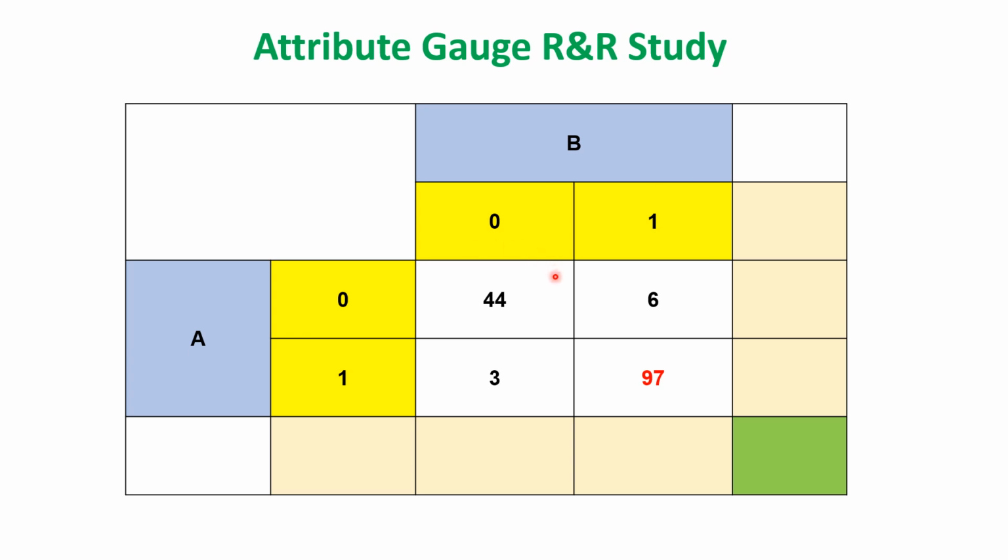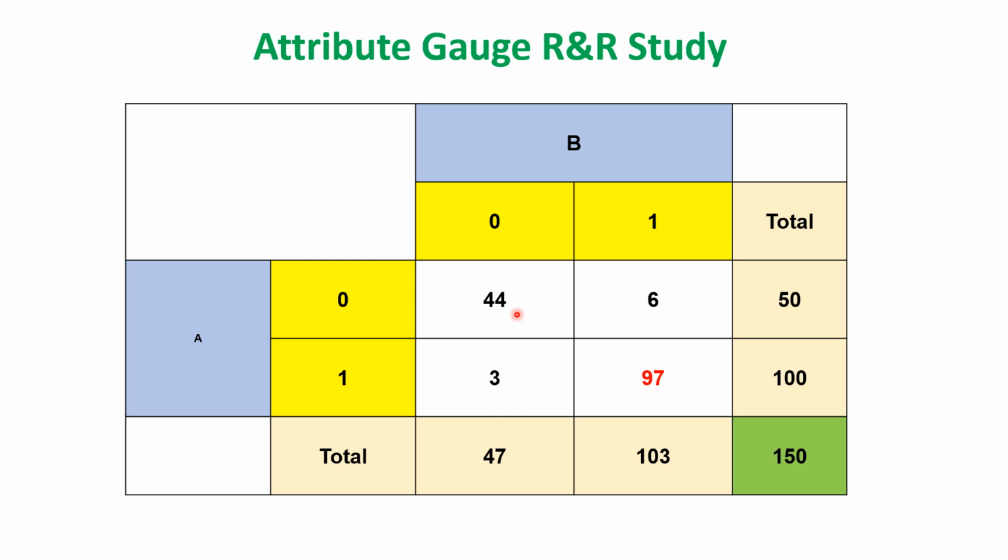So I have calculated similarly how I calculated 97. I got operator A saying not okay, operator B saying not okay, 44. Operator A is saying okay, operator B is saying not okay, that is 3. Then operator B is saying okay and operator A is saying not okay, that is 6.